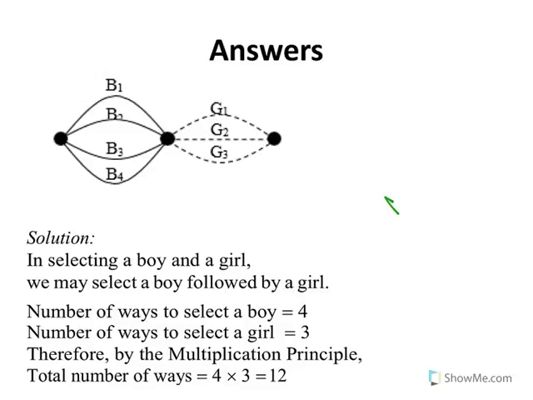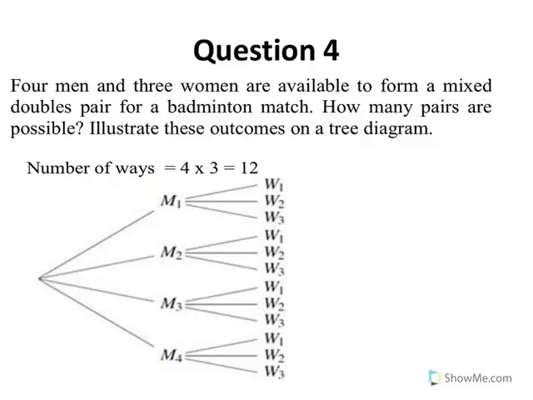This is just a tree diagram, alright? So number of ways is 12. Okay with this? Simple? Next one. Again, now we look at a badminton match. Could be your own team.